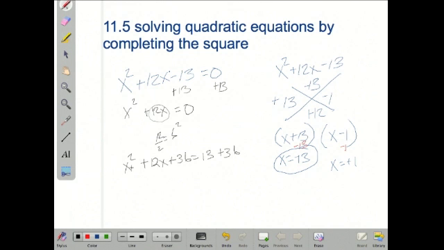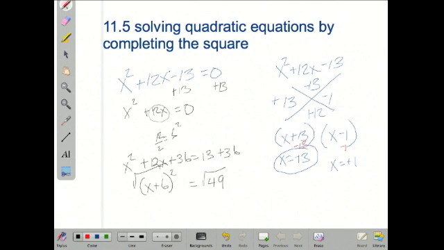Now what we have here is a difference of two squares, or excuse me, we have perfect squares. We've got an x squared and we've got a 36, and this can be broken down into x plus 6 quantity squared equals 36 plus 13, which equals 49. So now I'm going to find the square root of both of these.